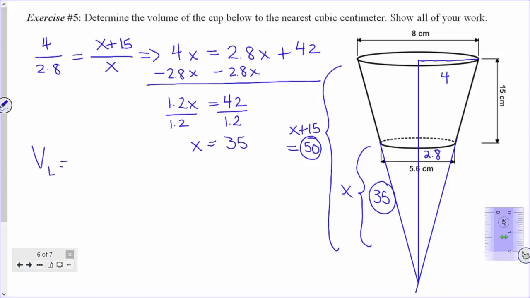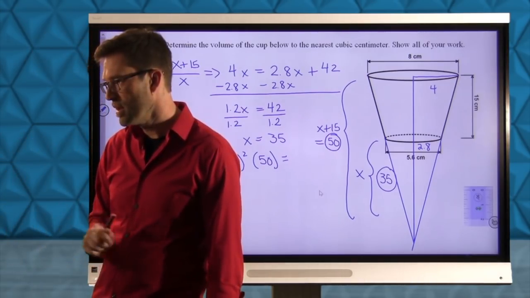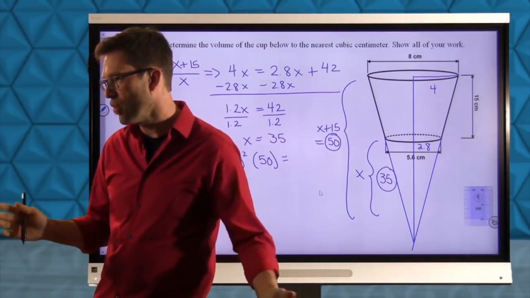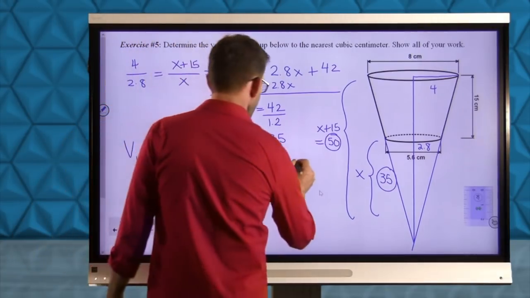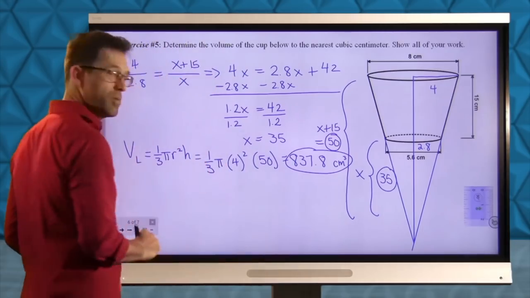The volume of the larger cone is going to be 1/3 pi r squared times h, which is 1/3 times pi times 4 squared times 50. Let me just take a look, see what I've got there: 837.8. Those are cubic centimeters again. That's the volume of my larger cone.